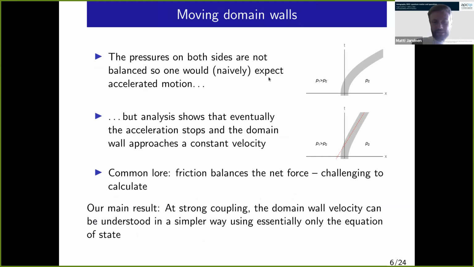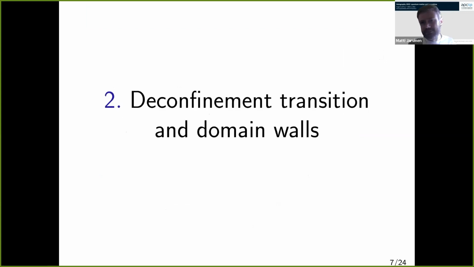So naively, you would expect that such a pressure difference gives rise to an accelerated motion, but typically what actually happens is that the acceleration stops and the domain wall approaches a constant velocity. The common lore is that there is some friction force which balances the pressure difference, and this friction force is challenging to calculate. You need some non-equilibrium methods. But it turns out that at strong coupling, as I will show you later in the talk, the picture is much simpler. You can get the domain wall velocity just by using the equation of state and hydrodynamics. But this takes me already to the second part of the talk, where I discuss the deconfinement transition and domain walls.